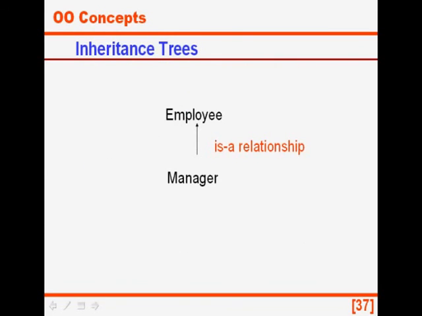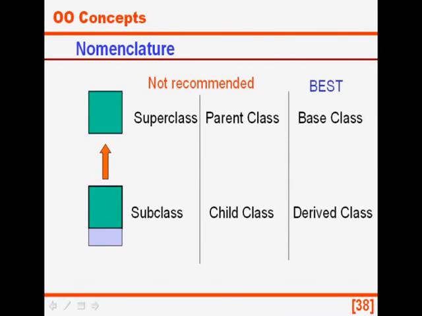Another simpler example would be that of a manager. Manager is also an employee, but with some additional features. So manager is an employee. It's an is-a relationship. Now what is the best nomenclature when we're talking about these two classes in the inheritance tree? The best recommended one is base class and derived class.